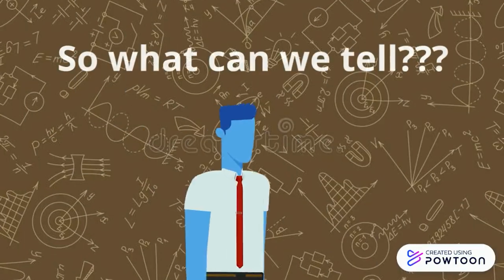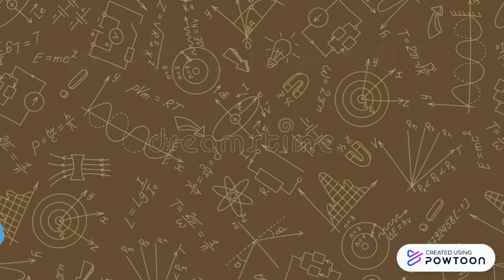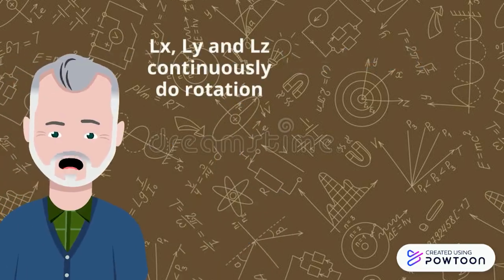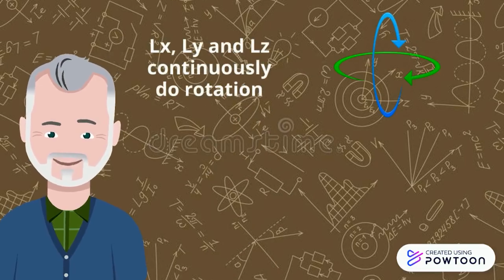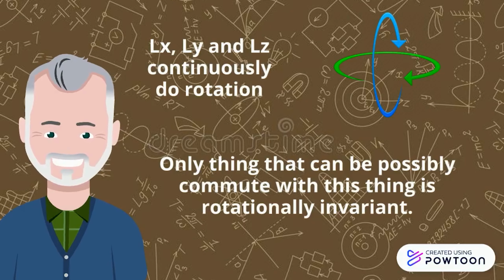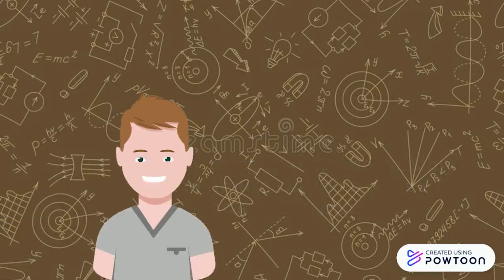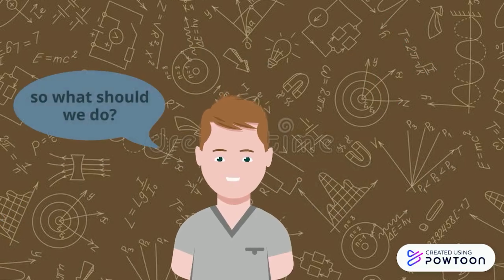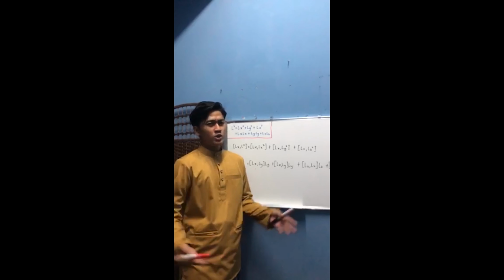So, what can we tell? Let's think together. Lx, Ly and Lz continuously do rotation. So the only thing that can possibly commute with this is rotational invariance. So, what should we do? I need to call Prof. Amir. Maybe he knows what we should do. So, what should we do?